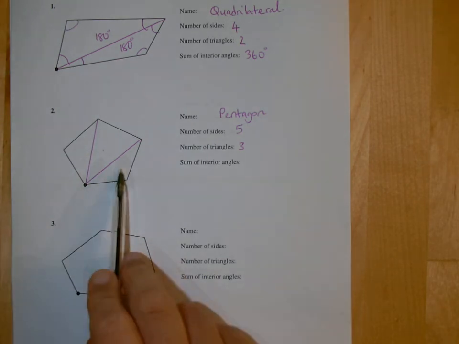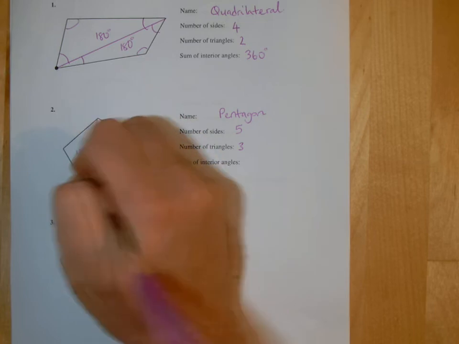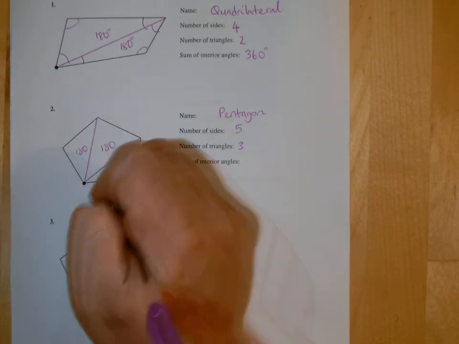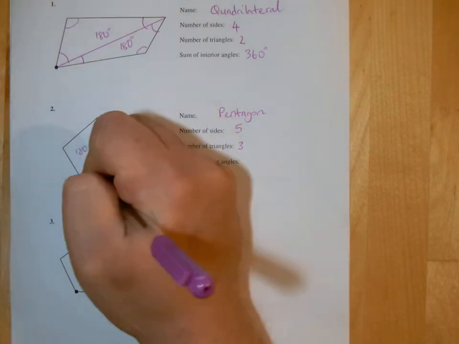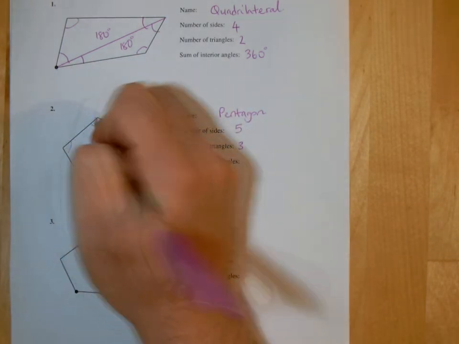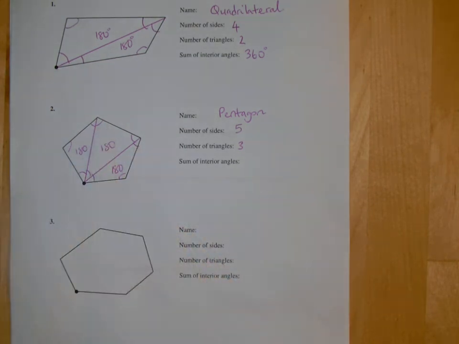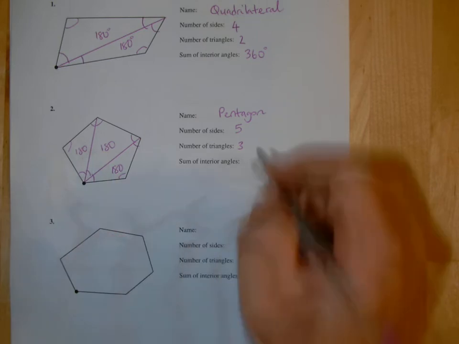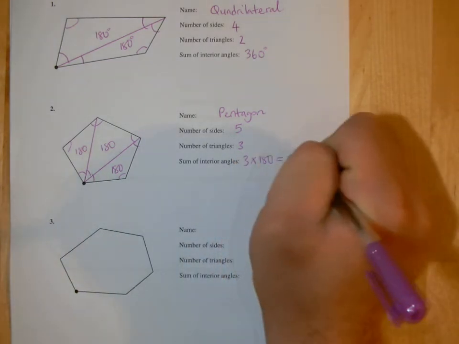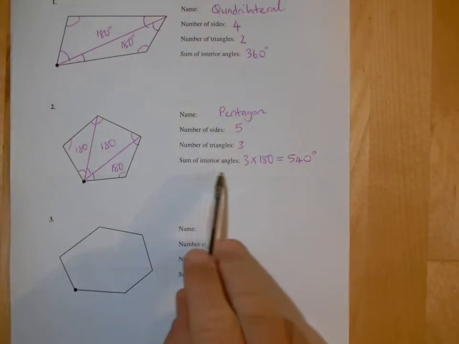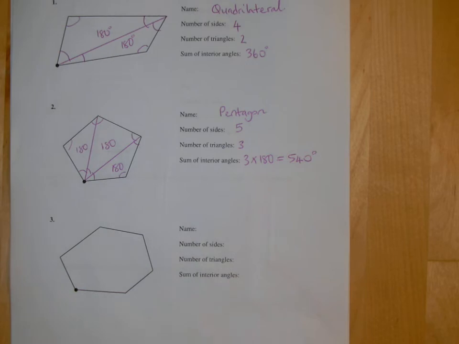Well, we know that's 180. We also know the other one's 180, and we also know that's 180. When I combine all those angles, with the angles in this triangle and with the angles in this triangle, of course, it will give me the totality of the angles in the pentagon. So it'll be three lots of 180, which will be 540 degrees. So when I ask for the sum of the interior angles, these angles inside will add up to 540.